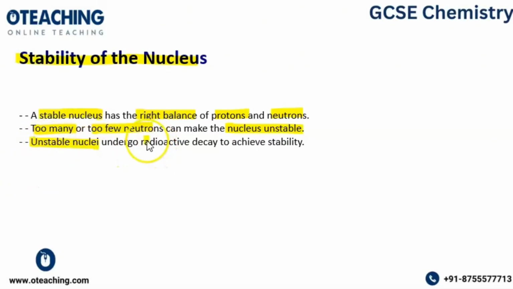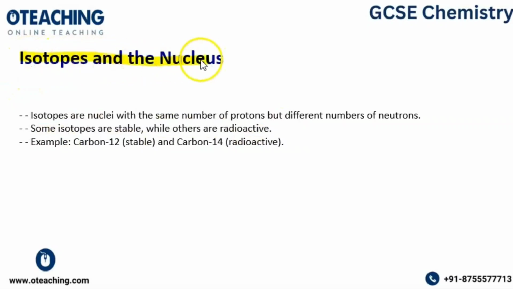Unstable nuclei undergo radioactive decay to achieve stability. This we will study later. What is radioactive decay? Now, isotopes and the nucleus. Isotopes are the atoms of an element, same element, which have the same chemical properties, same number of protons, but different number of neutrons. For example, carbon 12 and carbon 14.